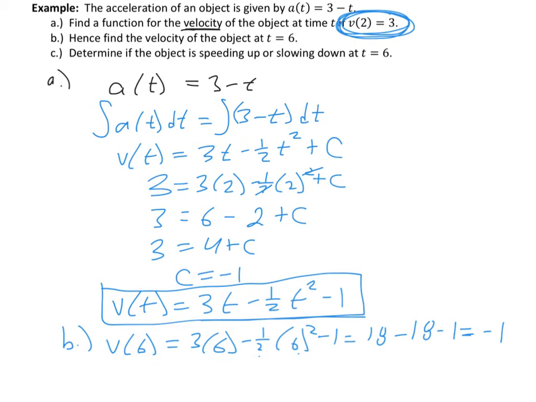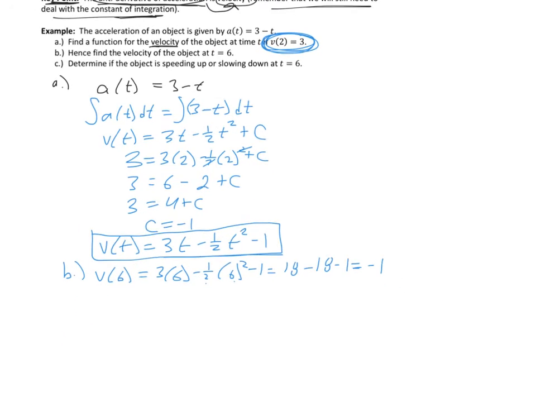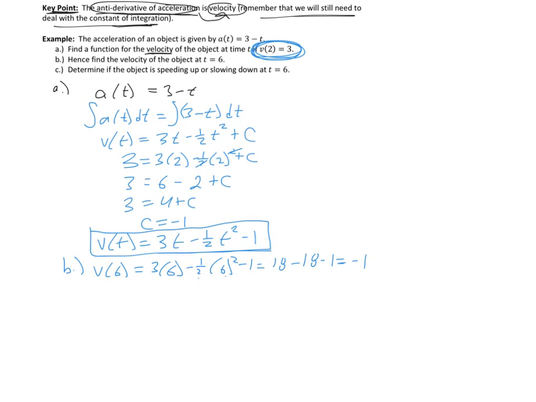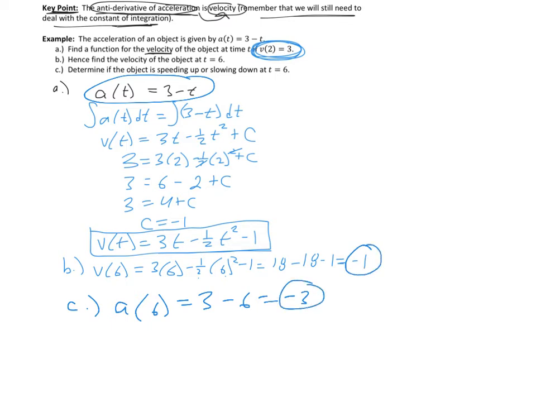And then part C says, okay, determine if the object is speeding up or slowing down at time 6. Okay, well, I need a little bit more room here. How do we determine if something is speeding up or slowing down? What we need to do is figure out what the acceleration is at time 6. At time 6, it would be 3 minus 6. I'm just using this function. That's negative 3. And so since the velocity is negative and the acceleration is negative, we conclude that this object is speeding up.